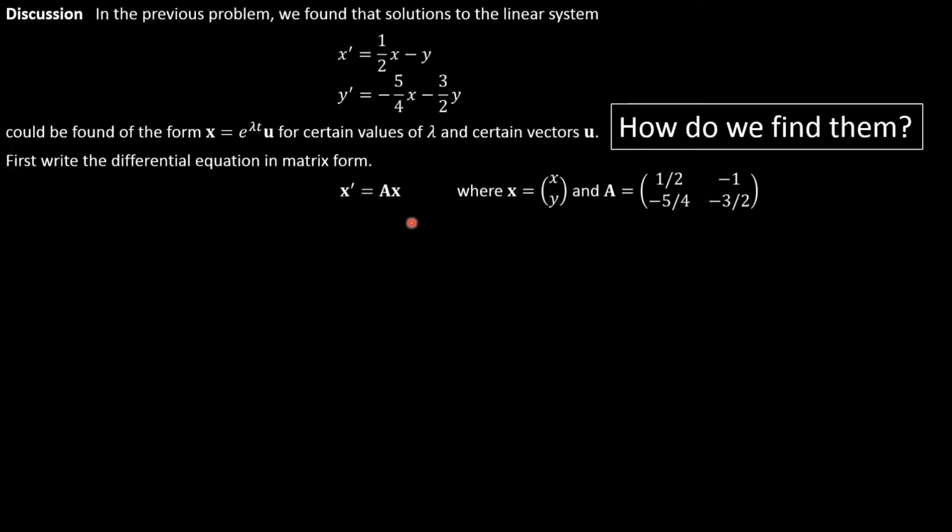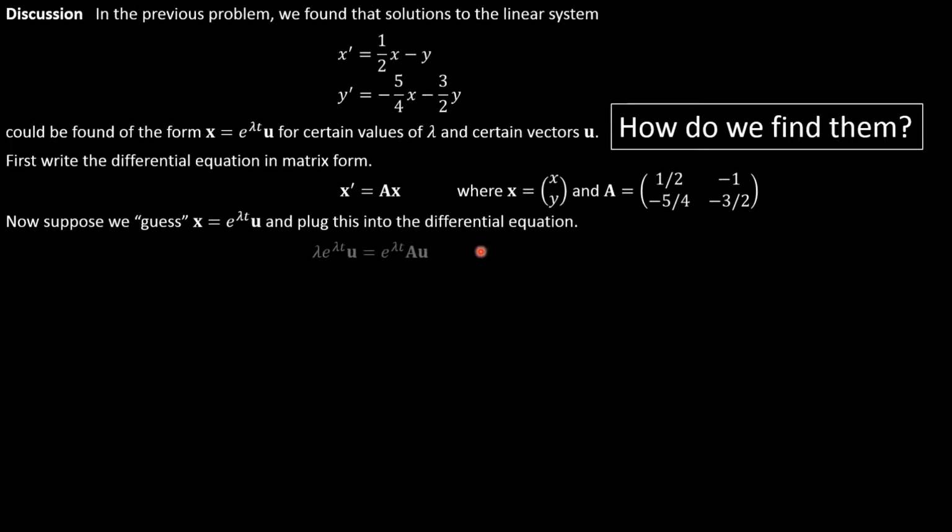Now, we're trying to find a solution of the form e to the lambda t u. So if we plug it into this differential equation, what we get is this. When we take the derivative of this, we get lambda e to the lambda t. So we have this times u now equals e to the lambda t Au. And if you divide both sides by e to the lambda t, Au equals lambda u.